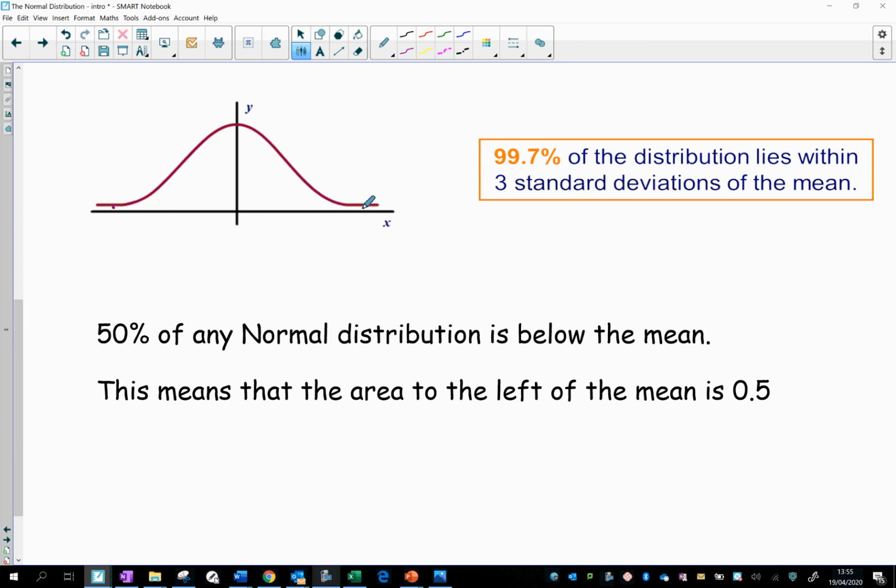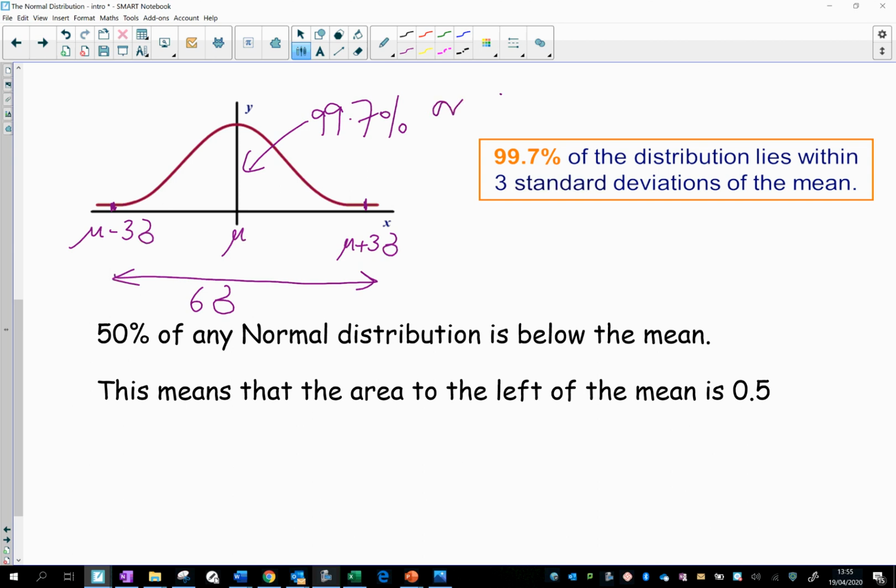So I'm going to do a little mark here and a little mark here. So this is the mean. This is the mean plus 3 standard deviations. This is down here the mean minus 3 standard deviations. And notice that between those two is 6 standard deviations. If that is the case, then this area between here and here should be about 99.7%, or 0.997, which basically means that the range for a typical normal distribution should be approximately 6 standard deviations.